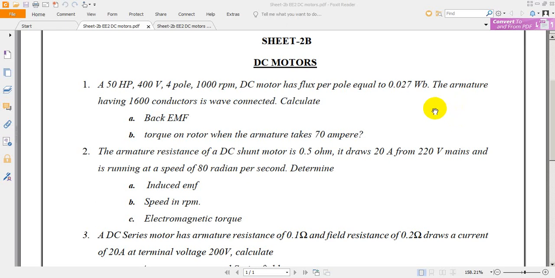Construction problem, to start with: we have a 50 HP, 400 volts, 4 pole, 1000 RPM DC motor with flux per pole 0.027 Webers, with armature conductors Z equal to 1600, and it is wave connected, it means A is equal to 2. Number of parallel paths, A is equal to 2. We need to calculate the back EMF, and the torque on the rotor when the current flowing is 70 amperes in the armature.